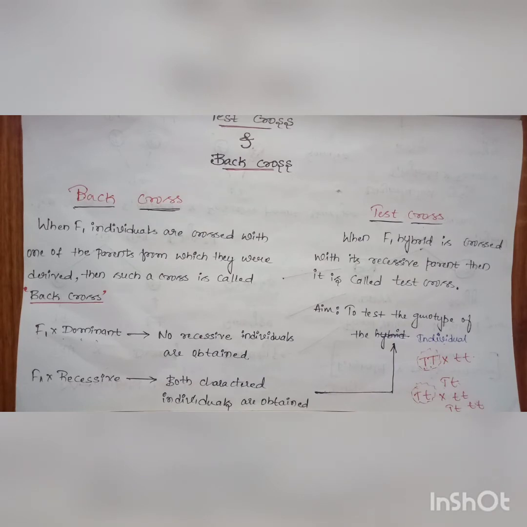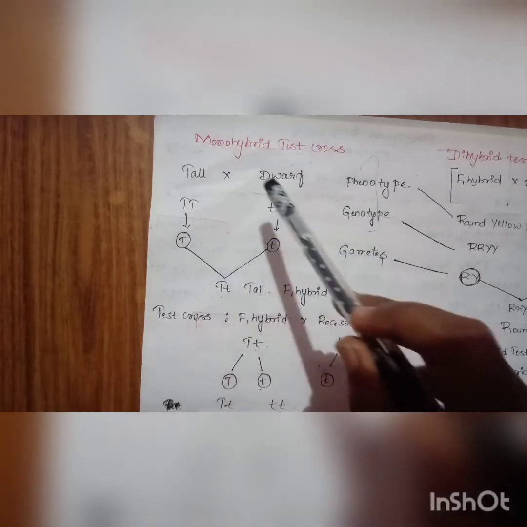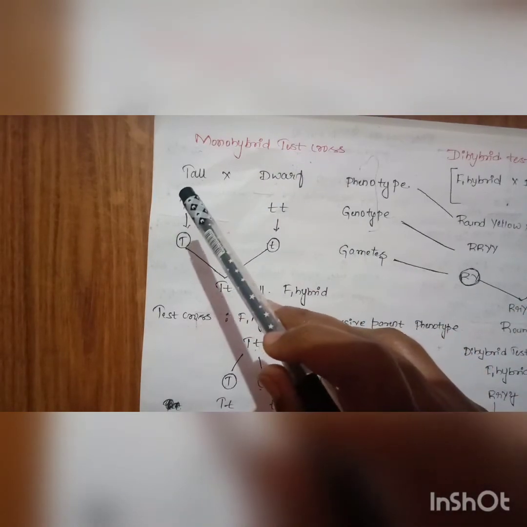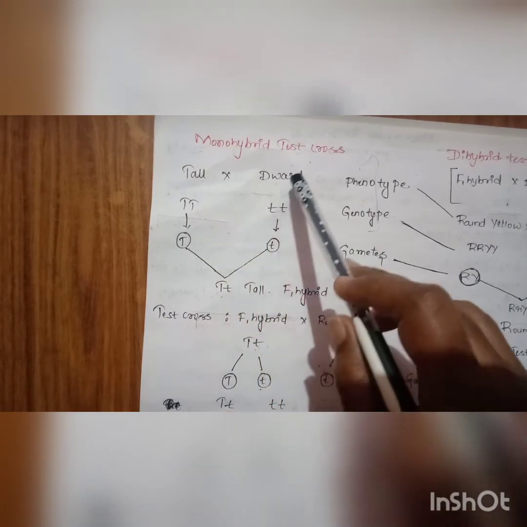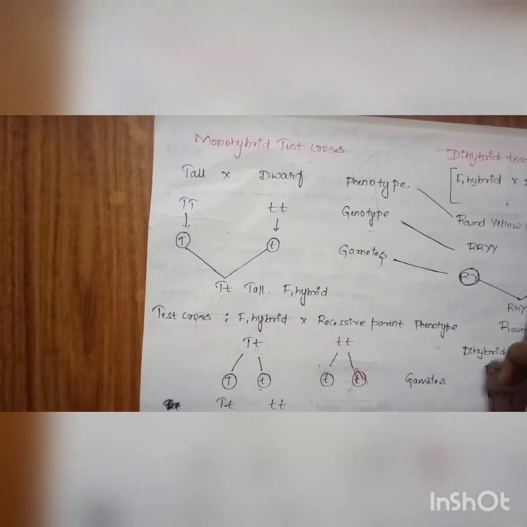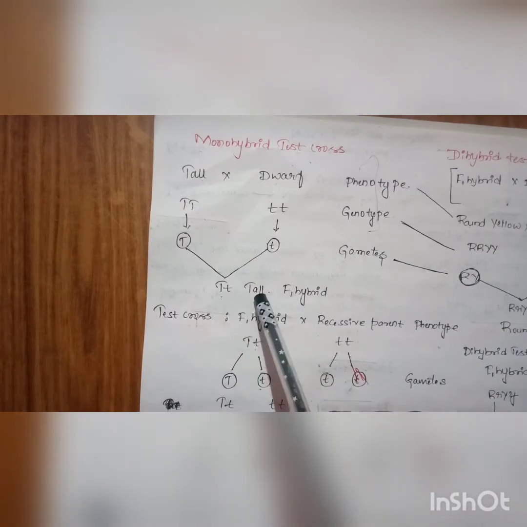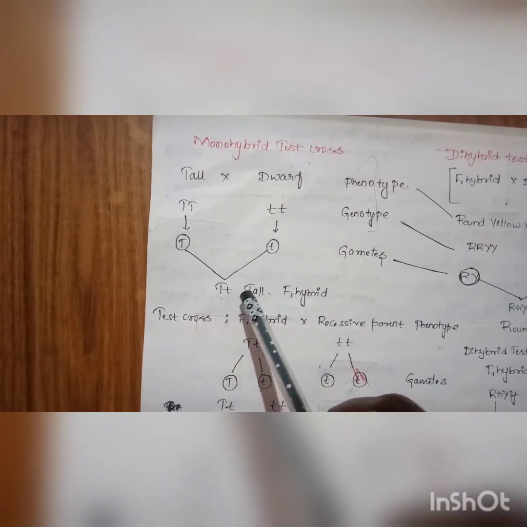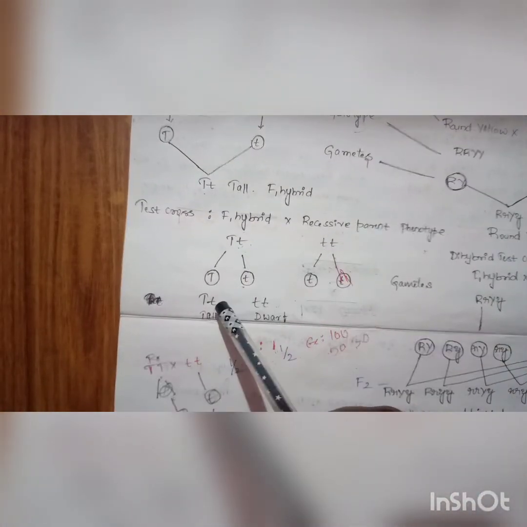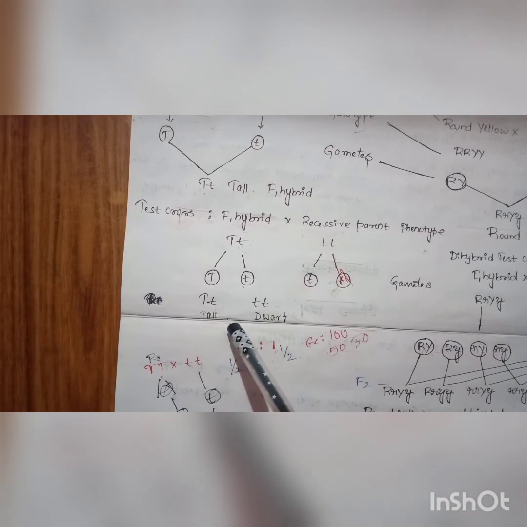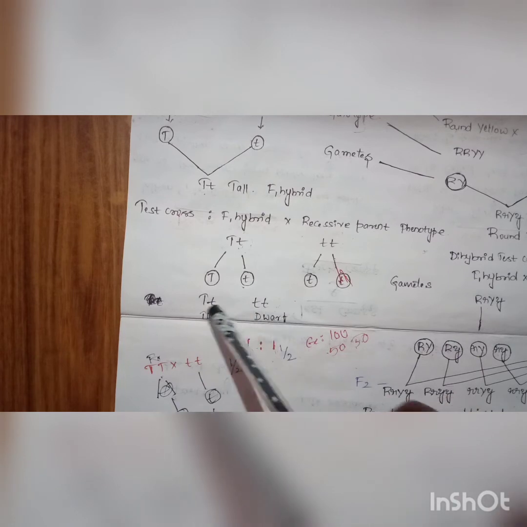Let us know about the monohybrid test cross and dihybrid test cross by having an example. For monohybrid test cross, a homozygous tall pea plant is crossed with a homozygous dwarf pea plant, then the F1 hybrid will be heterozygous tall. When this heterozygous tall F1 hybrid is crossed with the recessive parent, then it results in offspring. One is dwarf and another one is tall.